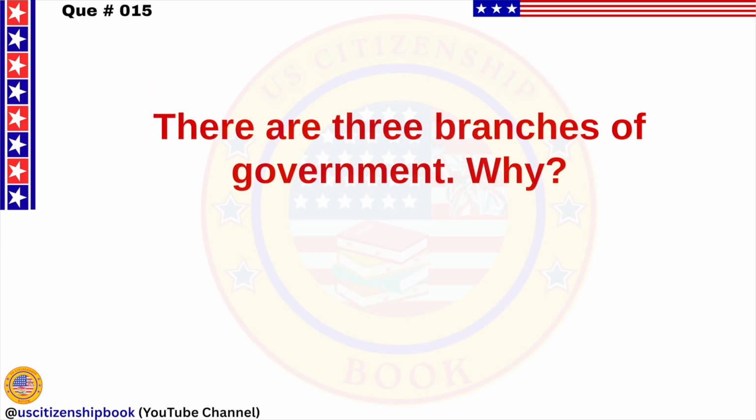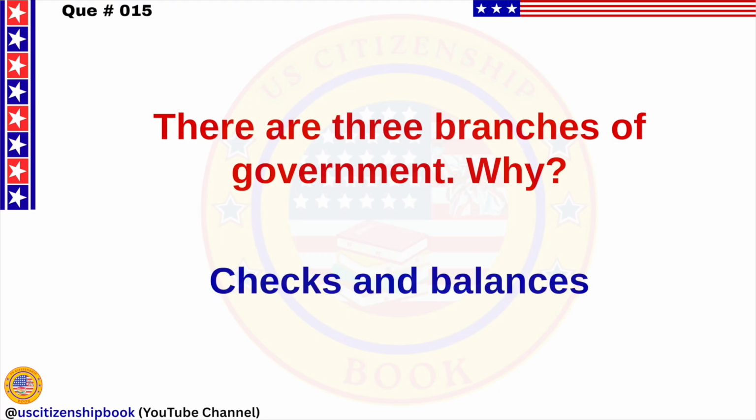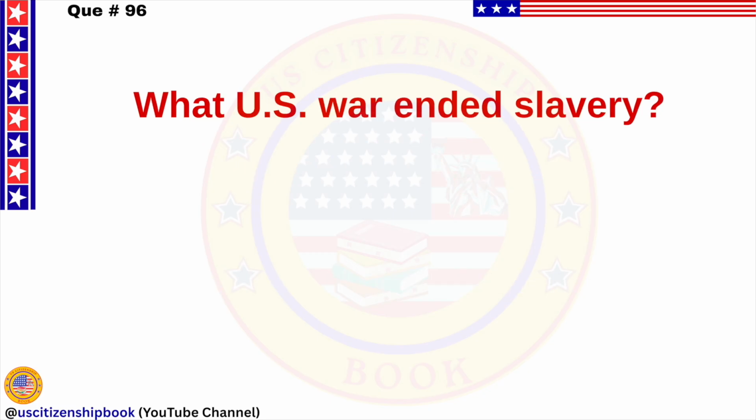There are three branches of government. Why? Checks and balances. What U.S. war ended slavery? The Civil War.